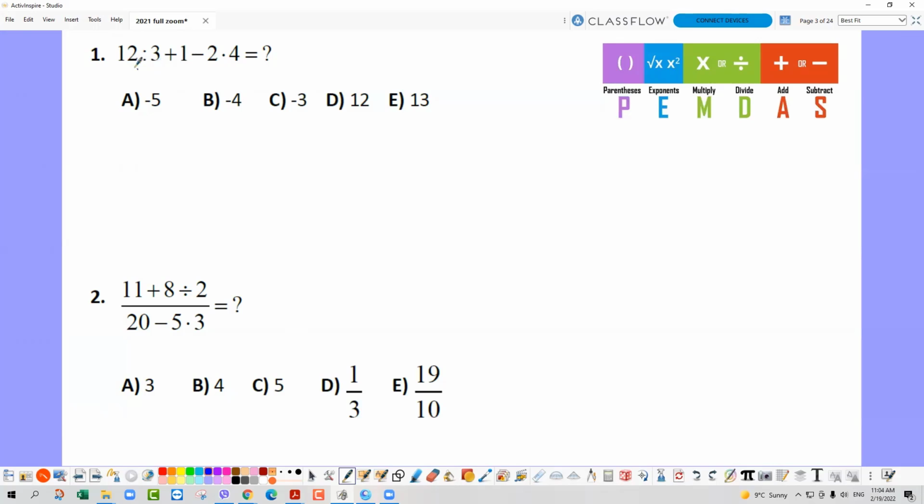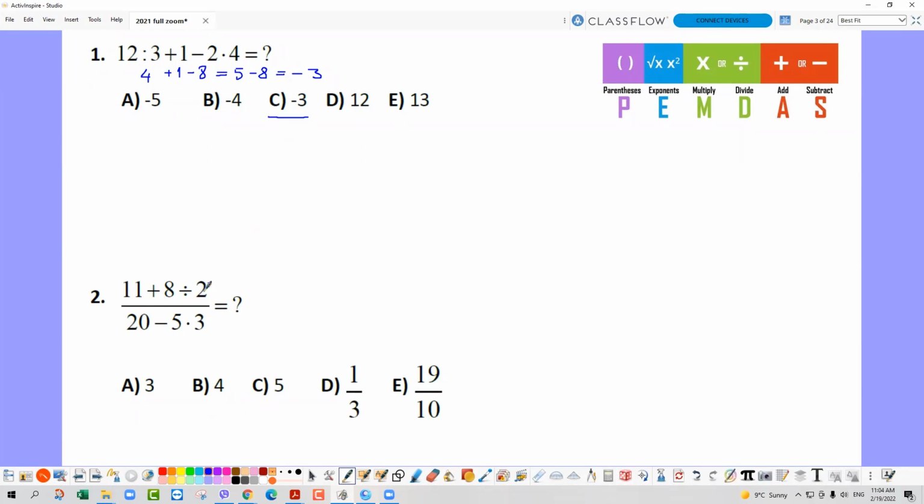We are going to solve these operations, like 12 divided by 3, it's going to be equal to 4. Then plus 1 minus 2 times 4, it's going to be equal to 8. So the answer: 4 plus 1, which is equal to 5, minus 8, that's equal to minus 3. So the answer is minus 3.